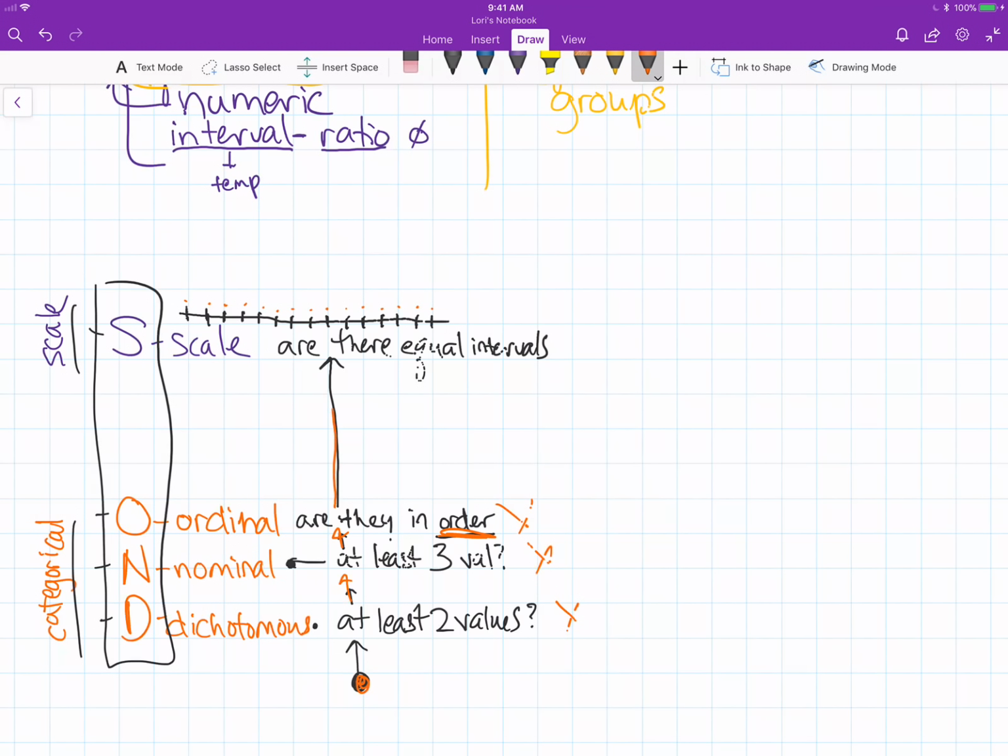And then I go to my last one, say, are there equal intervals? And the answer to that is no, because I don't know specifically that the difference between low happiness and moderate happiness is the same amount as the difference between moderate happiness and high happiness. Could be that there's a difference there. And a lot of times that happens with things that are subjective. Most things that are subjective end up being more likely to be categorical. So, because I can't progress there, then I end up with an ordinal variable. And so now I've decided that that is ordinal. So let's erase some of this.